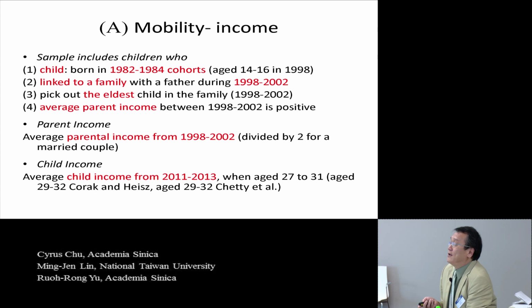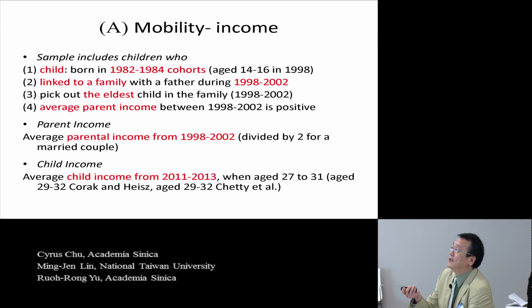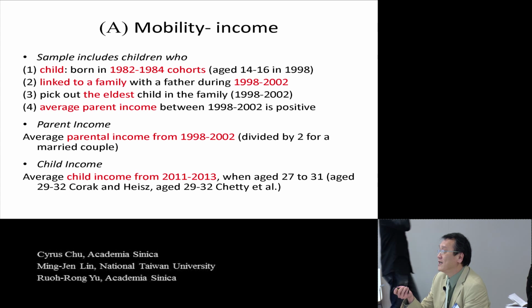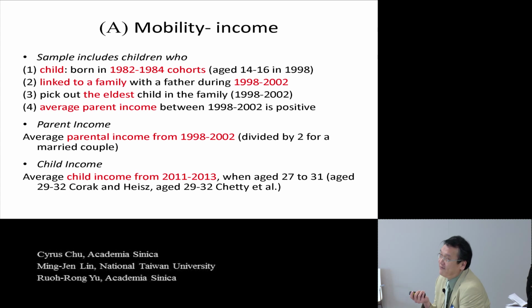The mobility, okay, that's what we do. Our data is from 1998 to 2013. We identify children aged 14 to 16 at the time we begin to have our data. That age must be such that they are still dependents. Then we identify who their parents are, who filed the tax return to claim them as dependents. So we find their fathers and mothers.